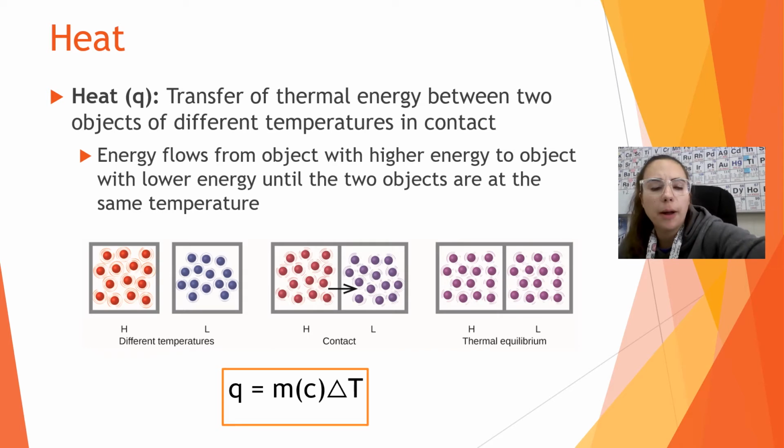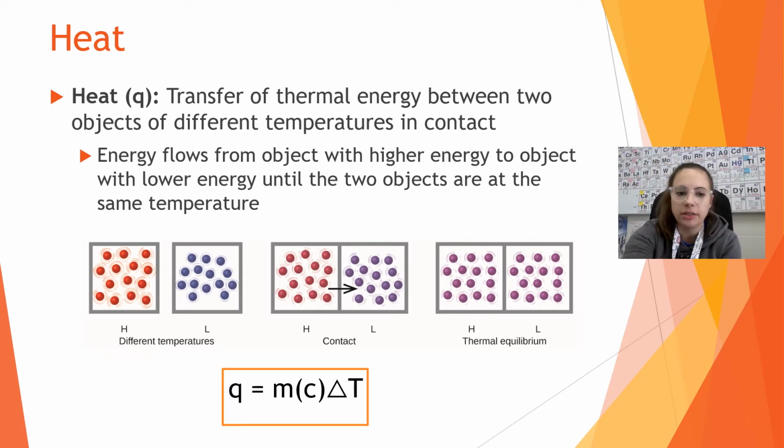The equation for heat is Q equals mcΔT. So Q is heat. We're going to go over these units in a second, but that's typically in joules. m is mass, which is, of course, in grams. c is specific heat. Again, we're going to review what these units are in a moment, but it's in joules per gram degrees Celsius. And then, of course, ΔT is just in degrees Celsius. That's temperature change.